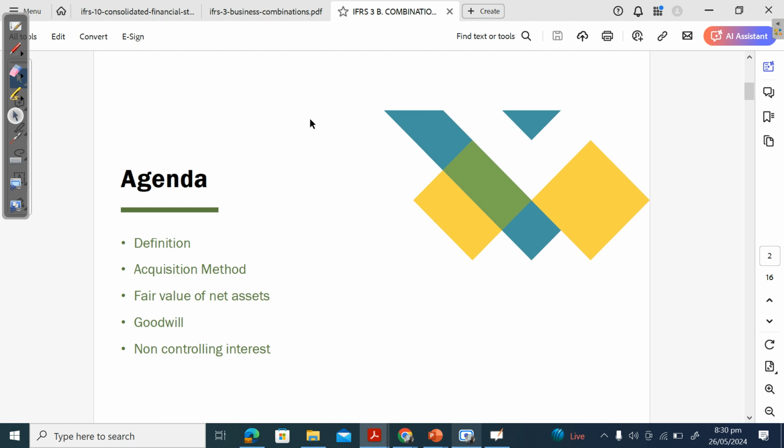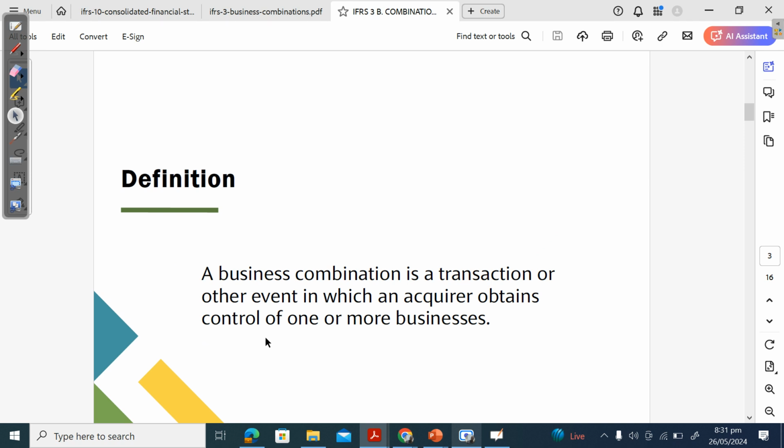Let's look at the agenda for today. We are looking at definition, acquisition method, fair value of net assets, goodwill, and non-controlling interest. This lesson is going to be geared towards the introduction of the standards. So what is business combination?